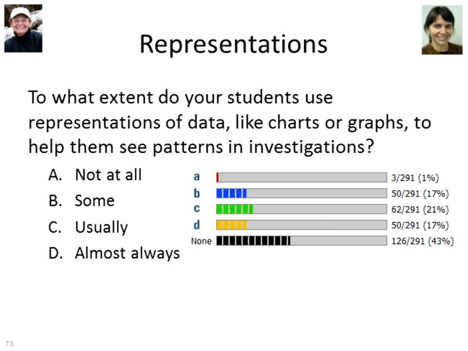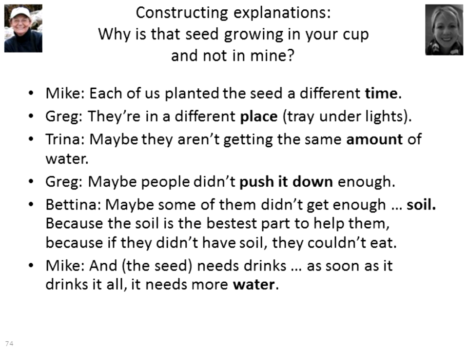So in the next slide, we wanted to just show you some of the ideas that kids came up with in trying to understand why the seed was growing in one cup and not in someone else's. They were actually constructing plausible explanations in their science talk. So you can see that Mike thought maybe if you planted it at a different time, which makes sense. If I planted mine next week and you planted yours today, then probably mine would be growing before yours. Greg was thinking they were in a different place in the tray under the lights.